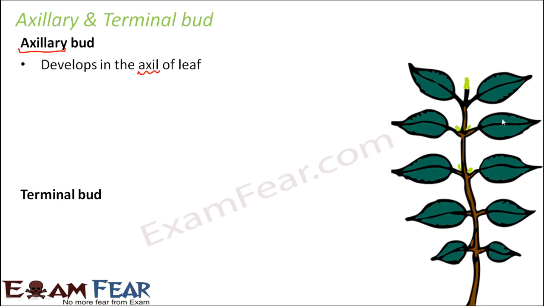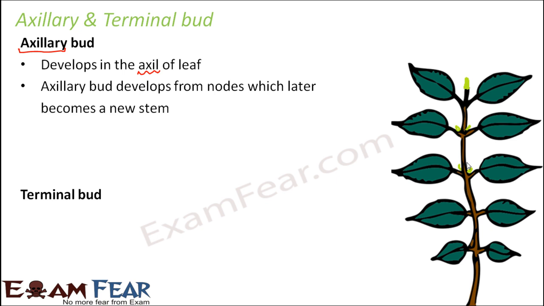So if you look at this figure, this is the leaf. So this is the axil of leaf. So these are my axillary buds, which grow at the base of the leaf. Axillary buds develop from nodes and later become a new stem. So here you can see these are the nodes of the stem, right? So the axillary buds generally develop at the nodes and these later will become a new stem or a new branch. This is also known as lateral bud.